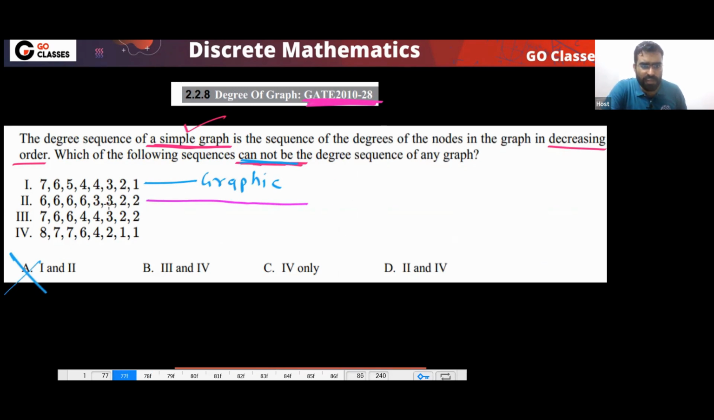Okay, the number of odd degree vertices is even, so you cannot eliminate. So the second one, is this graphic or not? No. Okay, what about the last one? The last one is also no. And what about this third one? This third is yes. So the question is asking which is not graphic, so the answer will be second and fourth.